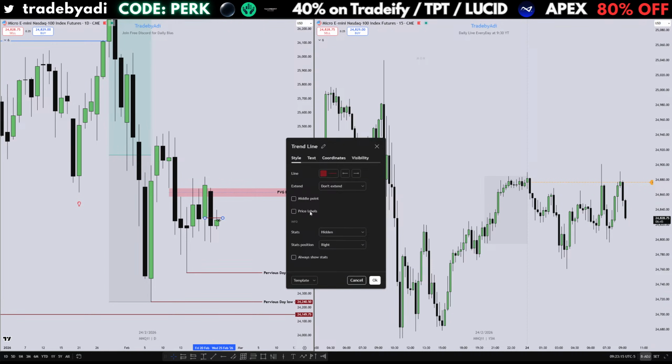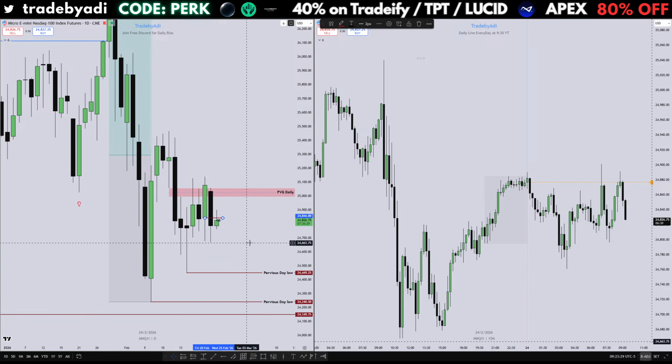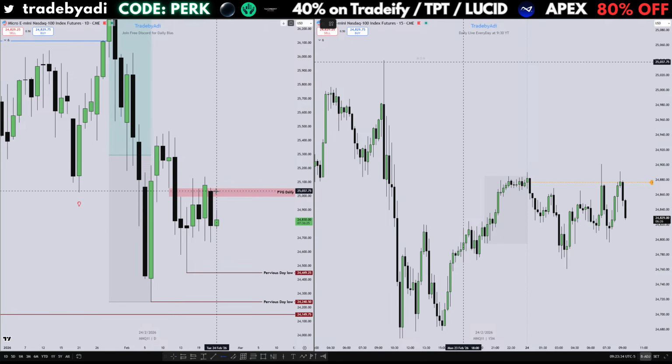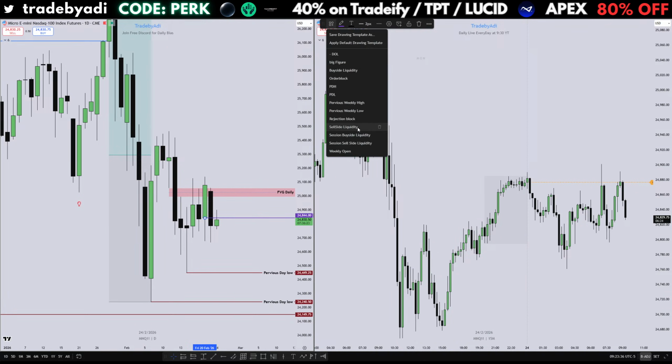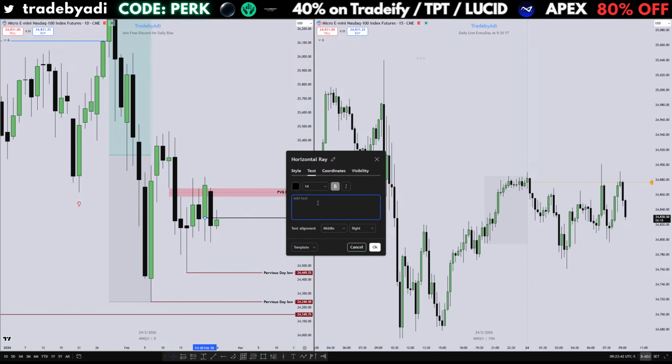I would like to extend this also to the right, and the text should be on the right. Okay, leave it. I will use this one, the key area, the dark one, bearish order block.